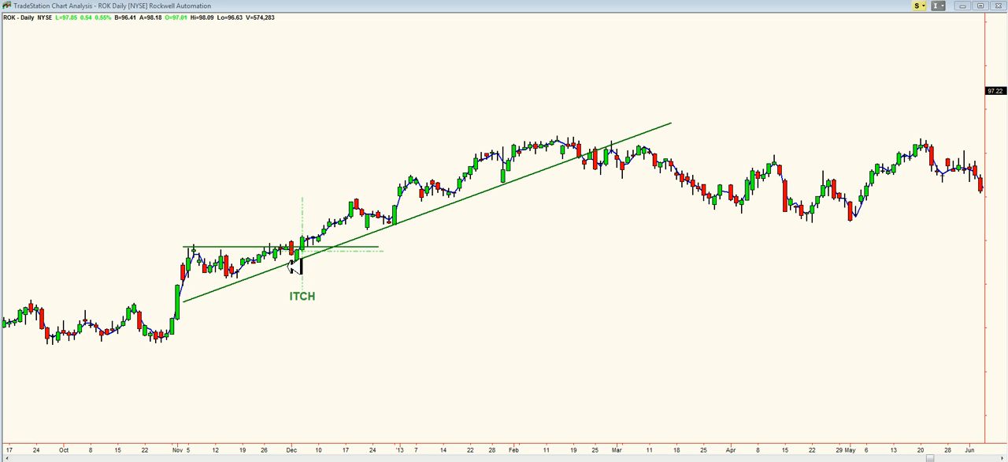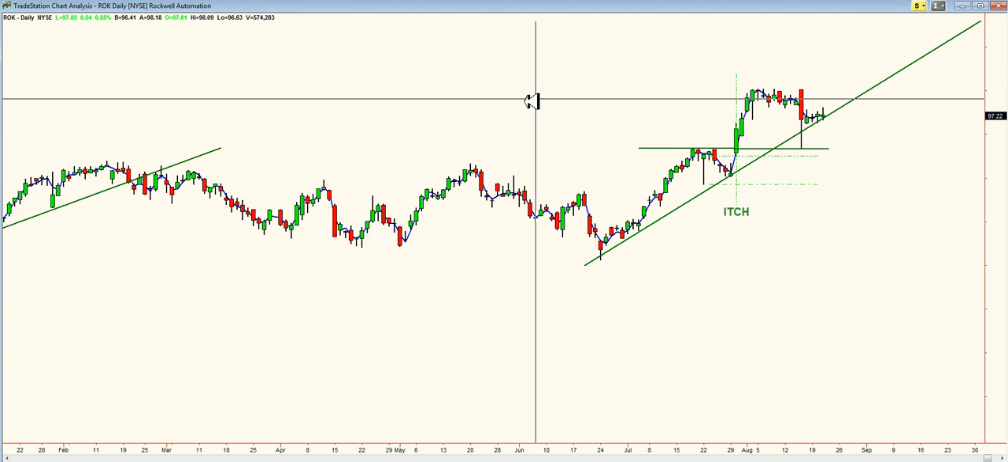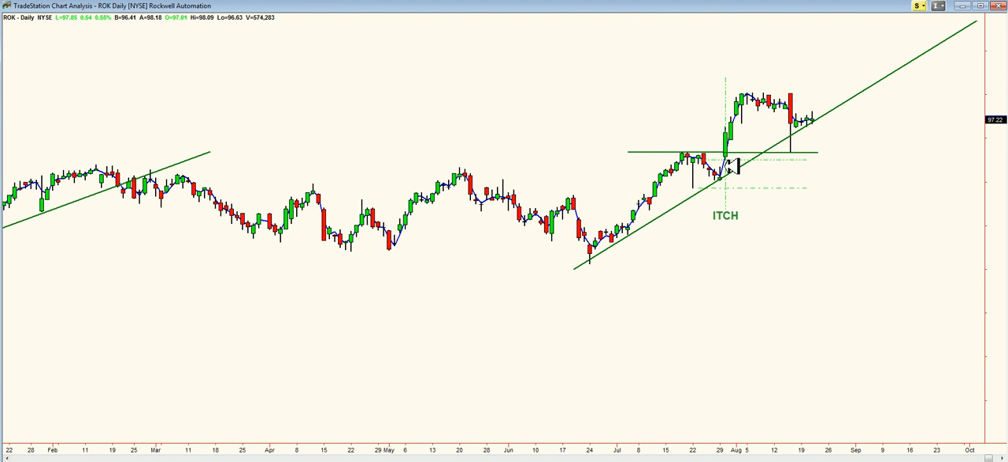Back in December of 2012, had a nice sideways consolidation. Broke higher along a trend. That was your itch. And then recently we had another nice move, pulled back, broke higher, fired another itch. This was in August of 2013. Let's take a look at one more to the upside.